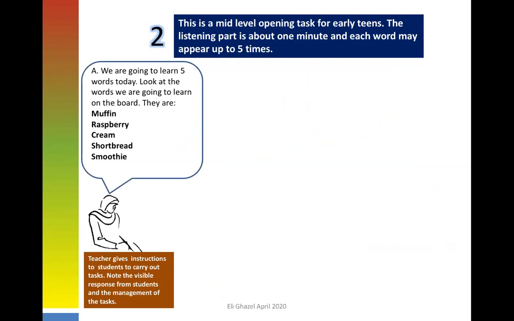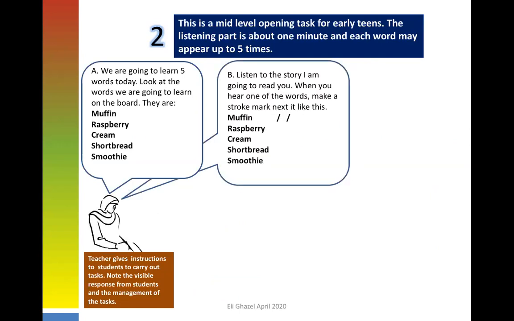We are going to learn 5 words today. Look at the words we're going to learn on the board. They are muffin, raspberry, cream, shortbread, and smoothie. Now that's the teacher speaking the instructions. Now here's what I want you to do. I want you to listen to the story I'm going to read you. When you hear one of the words in the list, make a stroke mark next to it like this. For example, the story starts, I was hungry, so I went and opened the refrigerator and I saw a muffin. You make a stroke mark next to it.